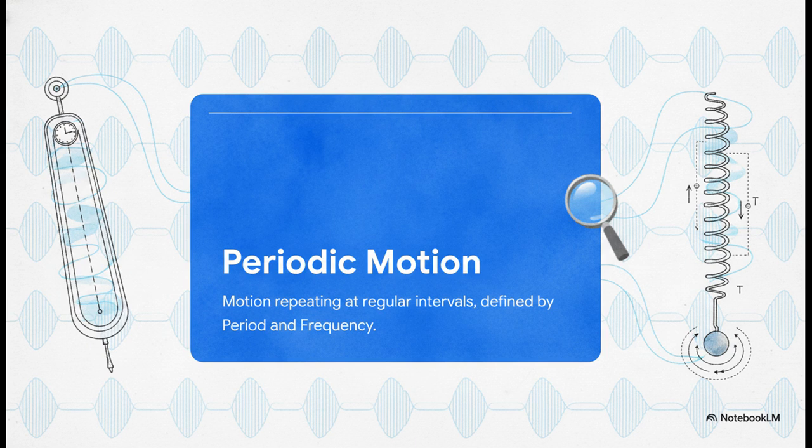To really understand this, we need two key measurements. The first is the period, represented by a capital T. The period is simply the time it takes to complete one full cycle of the motion. The second is frequency. If the period is how long a cycle takes, the frequency is how many cycles happen in a single second. They're basically two sides of the same coin, giving us a perfect way to measure the pulse of any repeating system.